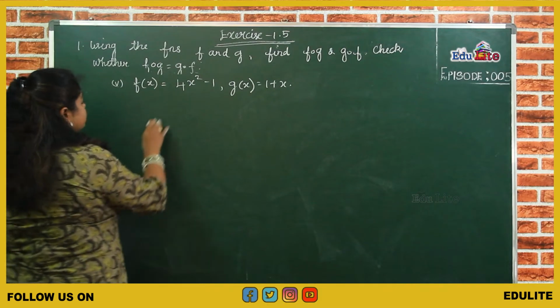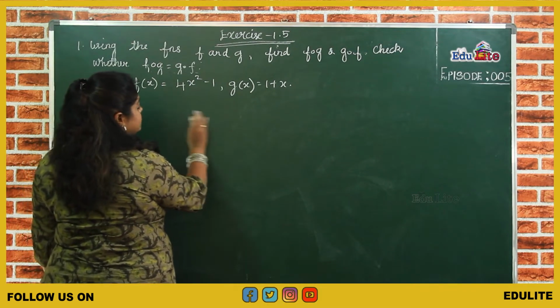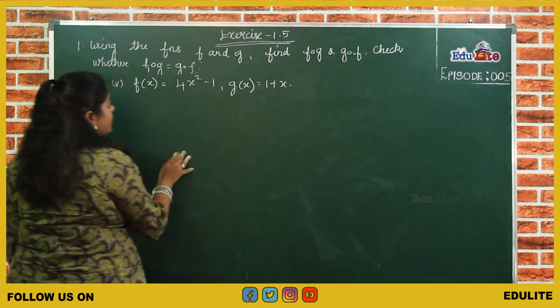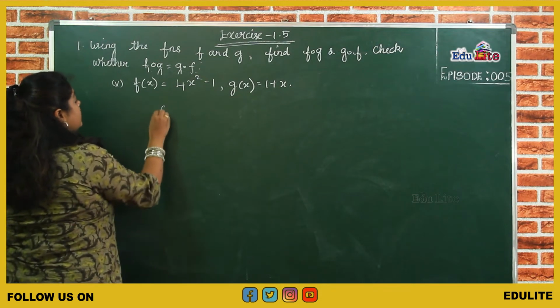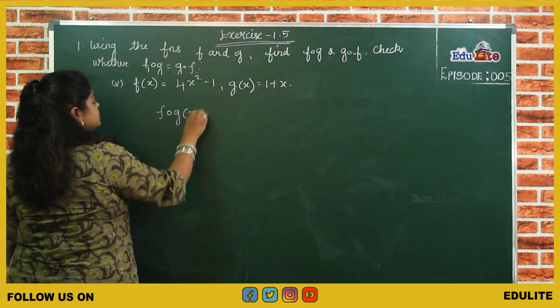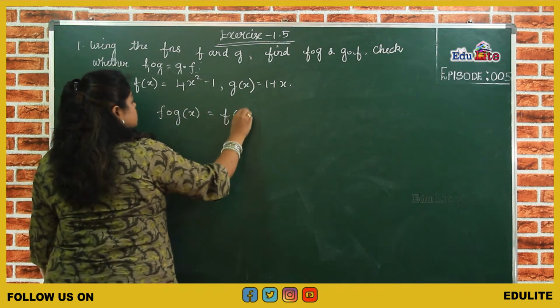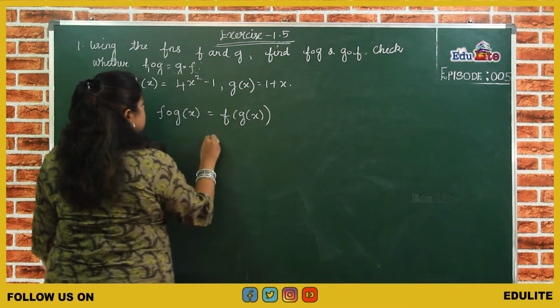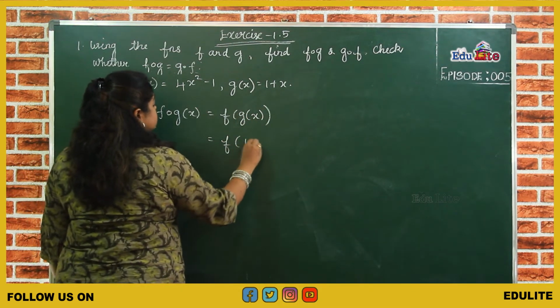For the next problem, f of x is given as 4x squared minus 1 and g of x is given as 1 plus x. Let us find one by one. F composite g can be written as f of g of x. So f of g of x value is 1 plus x.